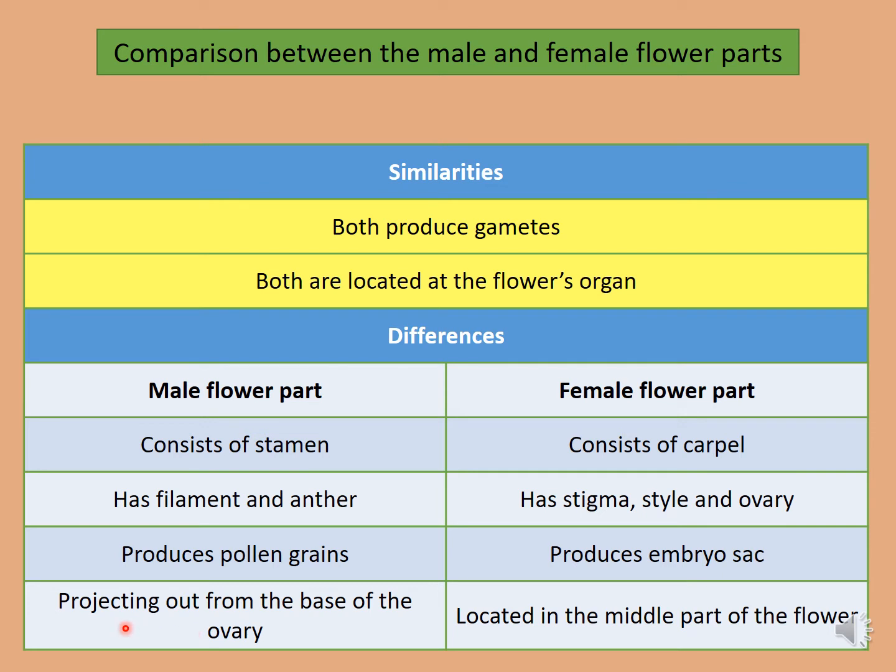And then male flower parts project out from the base of the ovary, whereas female flower parts are located in the middle part of the flower. So these are the similarities and differences. Compare the male and female flower parts.